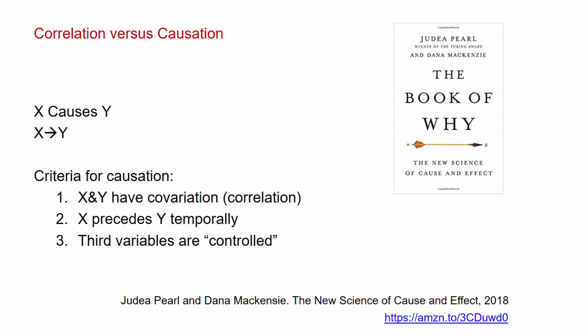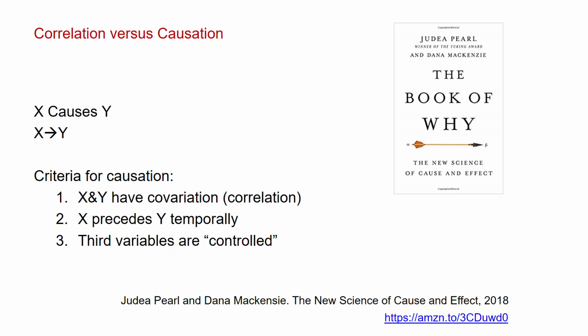Now, the third is third variables are controlled. Third variables stand for a whole lot of things, and if you've dabbled in any of this at all in any of your other courses and studies, these are called everything from confounders to what have you. Anyway, these are variables that upset or influence the relationship between X and Y.